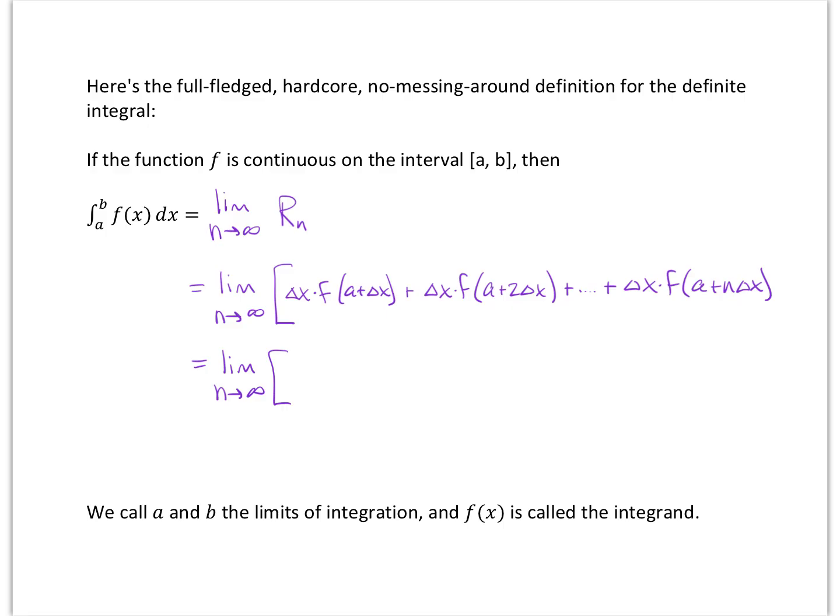Okay, now each of these inputs into f, I'm just going to call these special x values. Like let's call this x1, x2, and xn, right? So I'm just taking the function value at some x values: delta x times f of x1, plus delta x times f of x2, plus dot dot dot, plus delta x times f of x sub n.